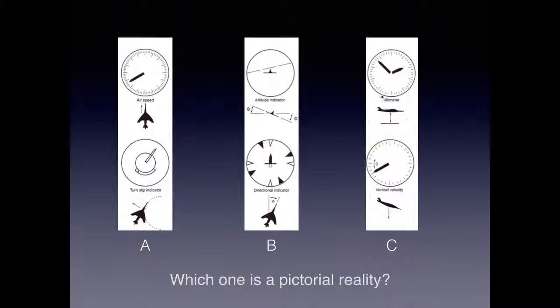But how about this one, the airplane altimeter, the altitude between plane and ground? The reality is this, but the gauge is different. The same thing with this one. If you want to make it more pictorial reality, like the airplane like this, when it tilts, this line should tilt, and when this moves, the angle, this one should move. So B is a pictorial reality.